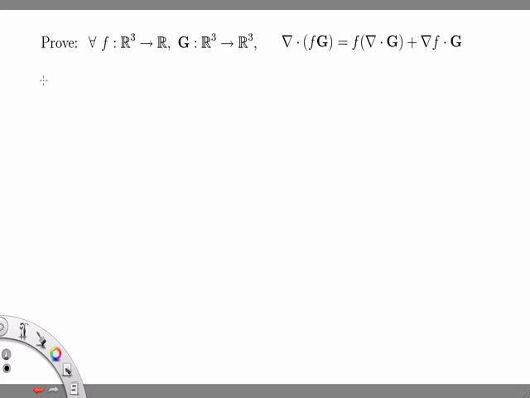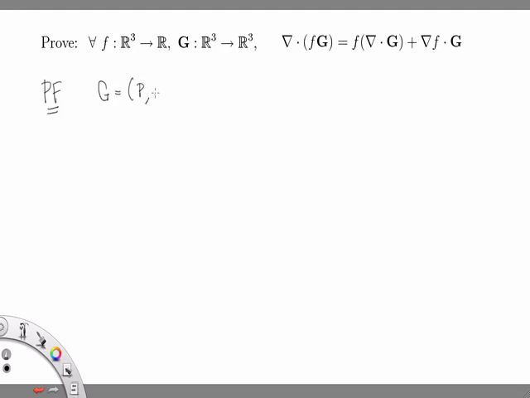So how do we go about proving a statement like this? Well, we want to do it in general. So basically what we need is some general form for the vector field G so that we can actually get into computing the divergence, because we know how to compute divergence if we have, for instance, the components of a vector field. So let's get a little bit more specific about G.